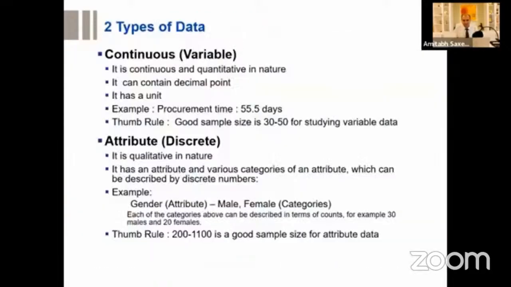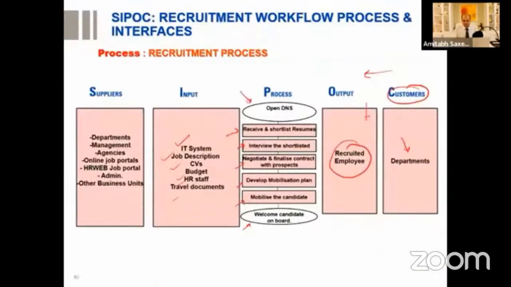And also, one more thing, you might be wondering, what happens if there are no measures? I told you CTQs, we have to work on CTQs. The measures on the outputs, we call Y. What is the measure on my output, the recruited employee here? Recruitment cycle time. Another measure could be the quality of the recruit, whether suitable or not suitable.